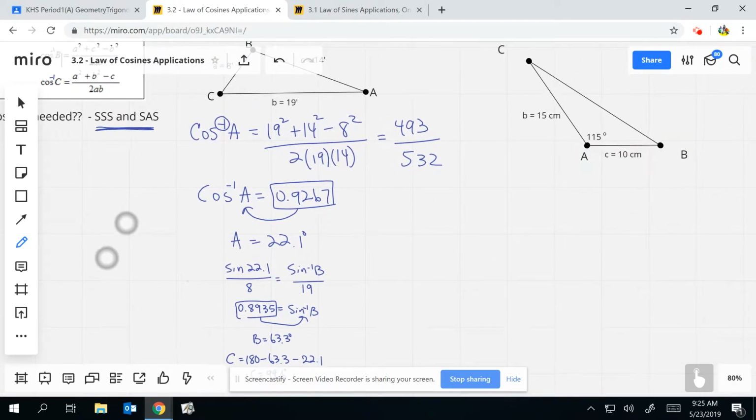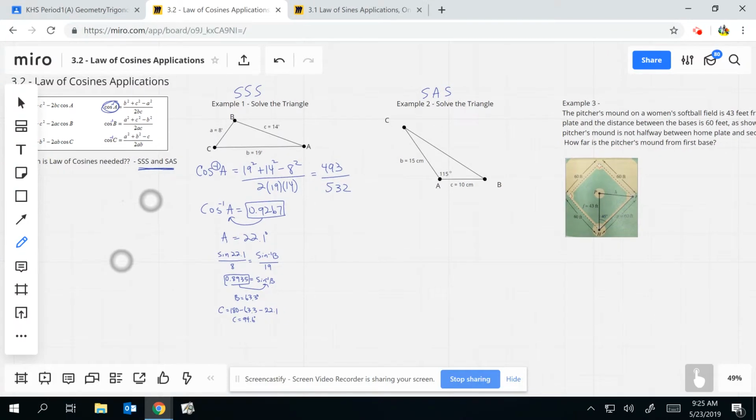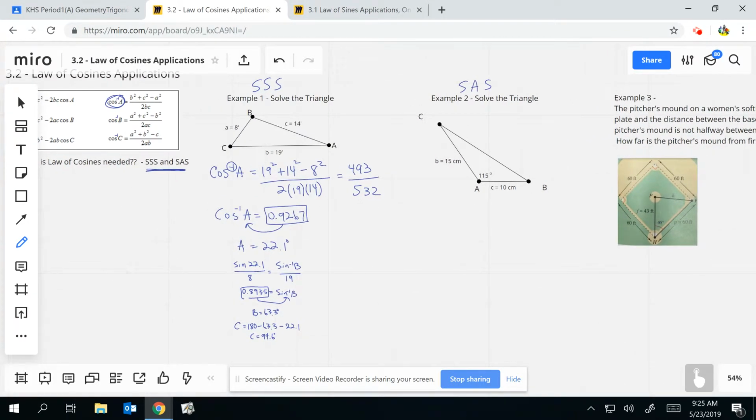Okay, so that's solving the whole triangle. That's if you've got all three sides. Law of cosine formula is nice. The second grouping there where you're looking for an angle, that'll get you the angle quickly. Then use law of sines to get the other angle, then just subtract it from 180 to get the last angle.